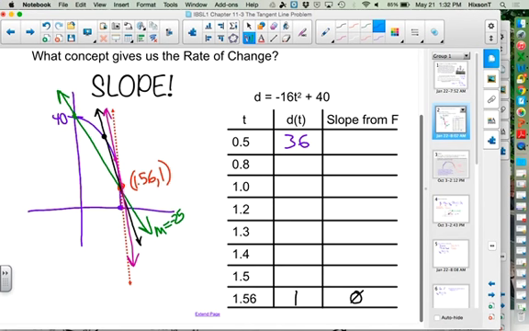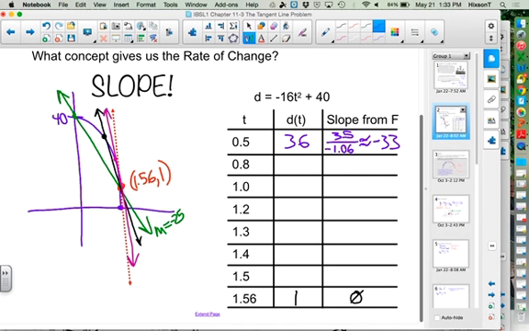Now I'm finding the slope between this point here and this point here. It's going to be negative. So 36 minus 1 is 35, and 0.5 minus 1.56 is negative 1.06. That comes out to about negative 33. We'll just round. You guys will see the idea. Does everyone understand what to do?